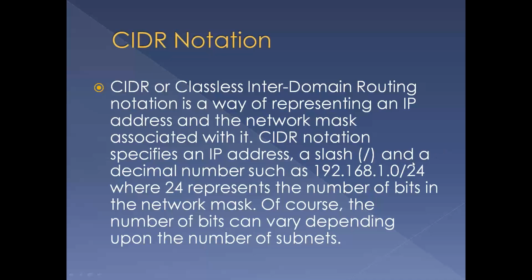CIDR notation, you've probably heard this term before. It's called classless inter-domain routing notation, a way of representing an IP address and the network mask associated with it. CIDR notation specifies an IP address, a slash, and a decimal number, such as 192.168.10.24, where 24 represents the number of bits in the network mask. So we're basically saying that the network mask is 255.255.255.0. That's a 24-bit mask. Of course, the number of bits can vary depending upon the number of subnets, right?